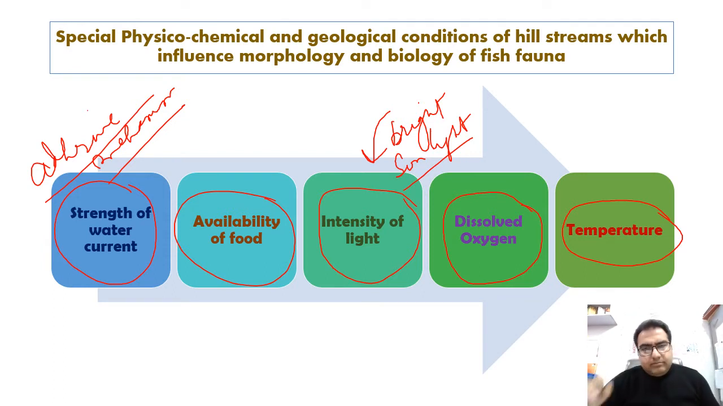There is always the danger of being crushed by these pebbles and stones which come in a very fast manner from the upper reaches to the lower reaches. So these are the conditions which these fishes have to face. It is to avoid or adapt to these conditions that the fishes modified themselves so that they can be comfortable in conditions wherein the strength of the water current is high, the availability of food is very high, the intensity of light is high, dissolved oxygen is high, and the temperature fluctuation is more.